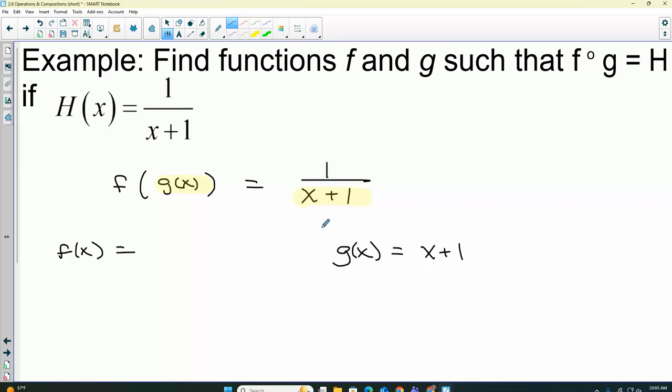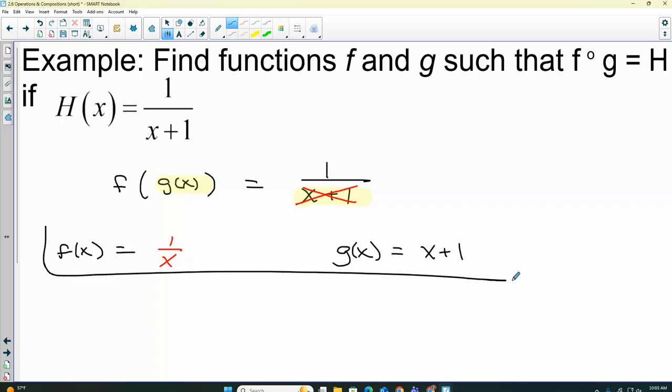When you do a composition, you replace the x. So if we're undoing it, think about if I took that out and put an x back in its spot, what am I left with? 1 over x. So that is an option that would work. F is 1 over x, g is x plus 1.